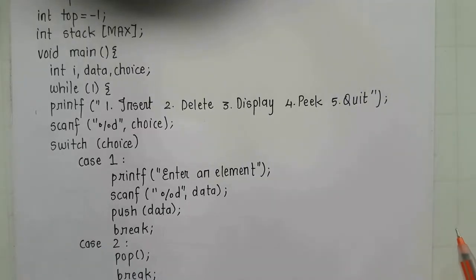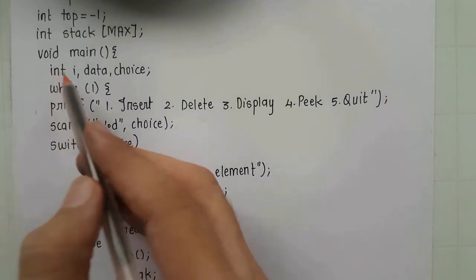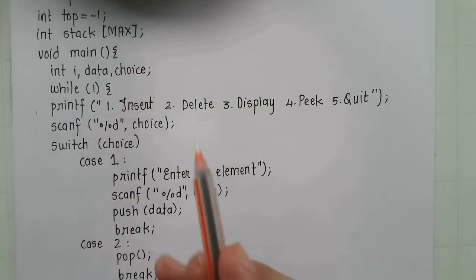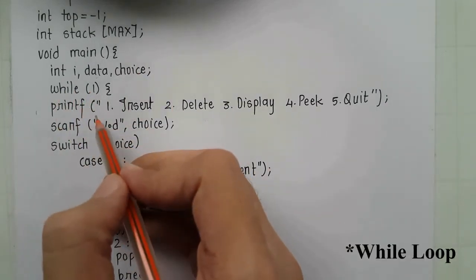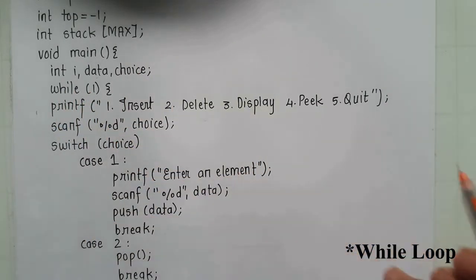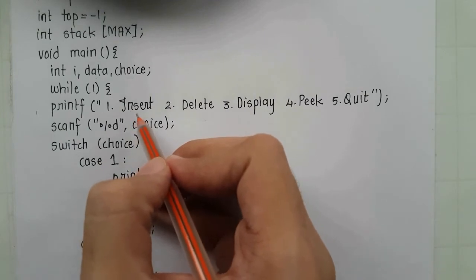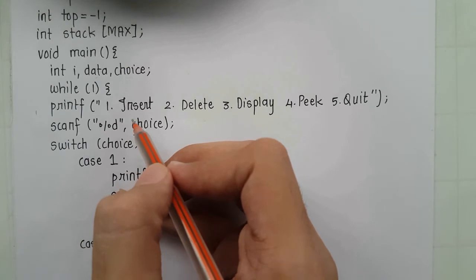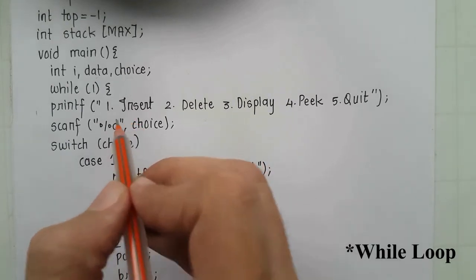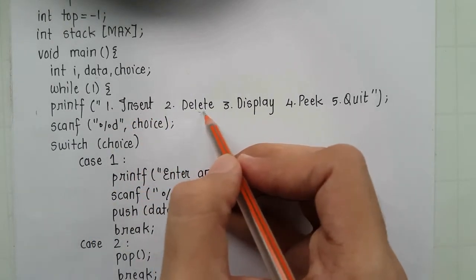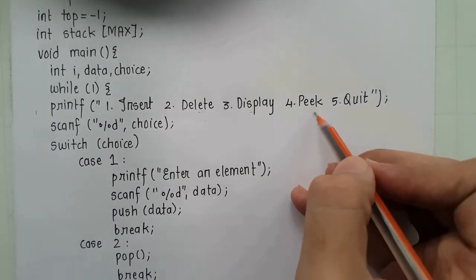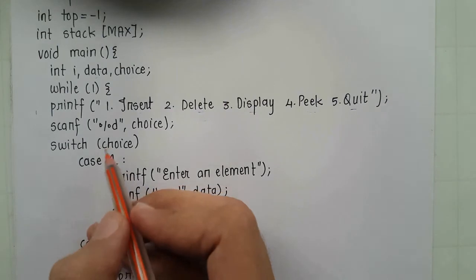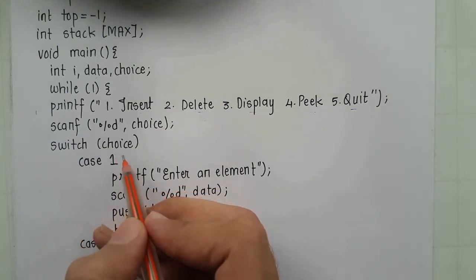In the main function we have declared int i, data and choice. So we have used the for loop to make it more user interactive. In the for loop we are asking the user whether to insert, delete, display, peek the elements or quit the program. We have used the switch case here.